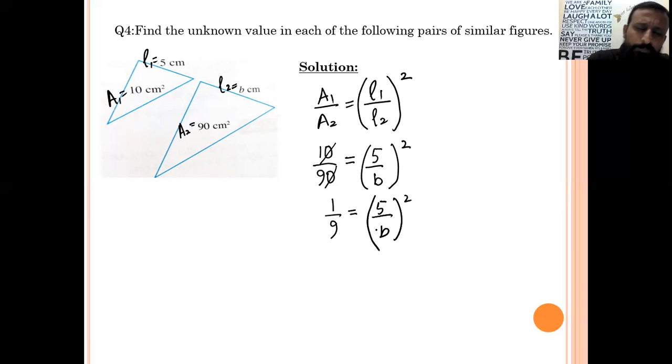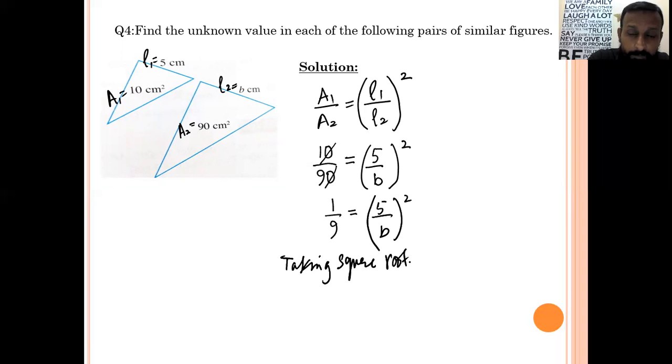Now, I can see on the right hand side there is a square, and on the left hand side 1 upon 9 is also a square of 1 and 3. The square of 1 is 1 and the square of 3 is 9. So I can see the two squares on the two sides of this equation. In order to get rid of this square, I'm going to take square roots on both sides.